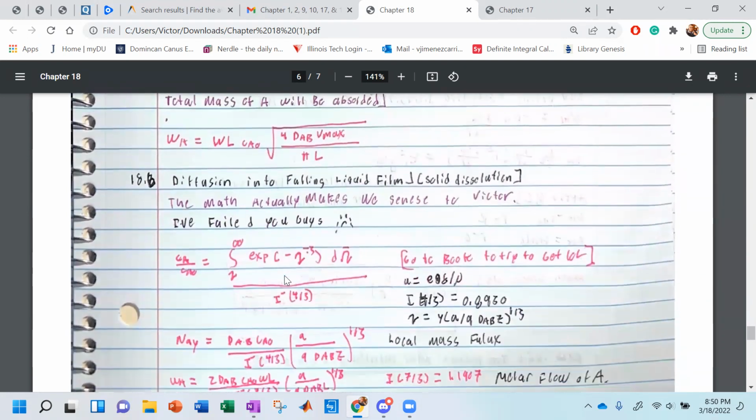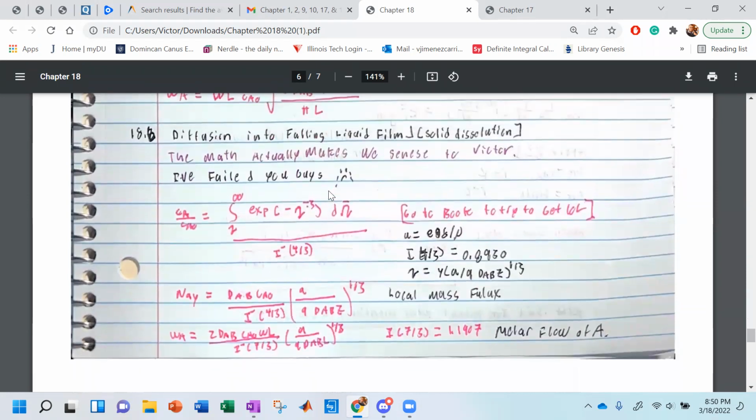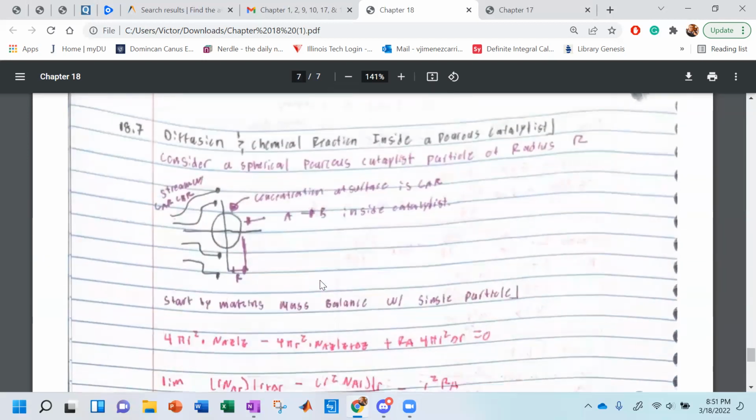Now, they also go through an entire different section where it's diffusion in a falling liquid film. It's called solid dissolution. The math makes no sense to Victor. I have failed you guys, big sad face. And here it is if you want to look at it. A lot of this section is kind of hard for me.